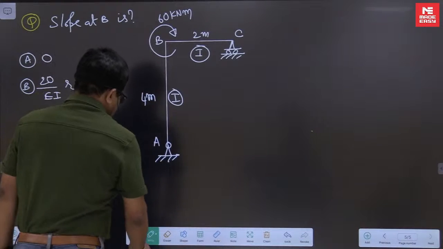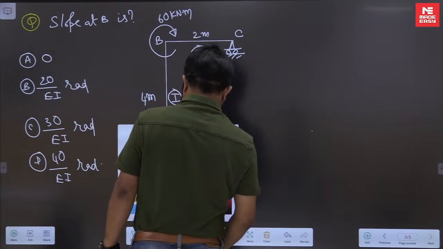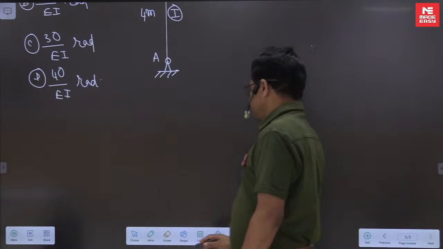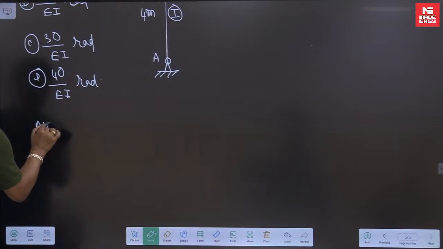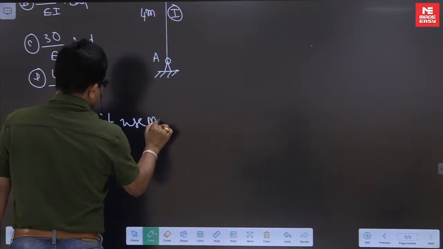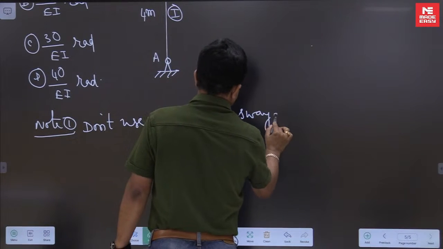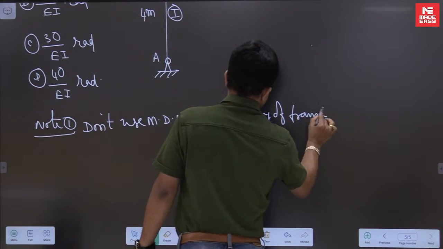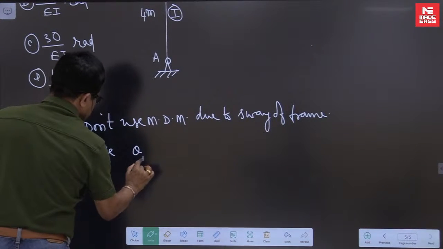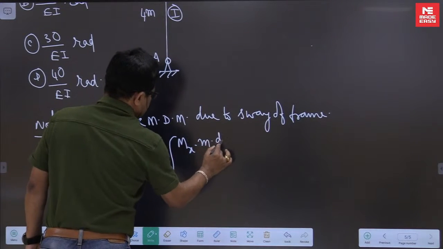So what is that strain energy method? This is the first observation. We'll move that. Don't use MDM due to sway of frame. Then use theta b is equal to integral of Mx into m into dx by EI.